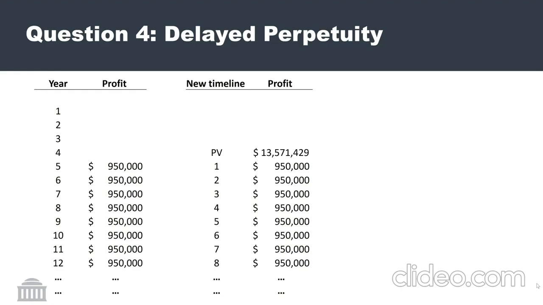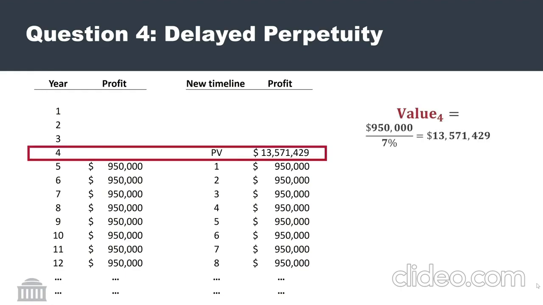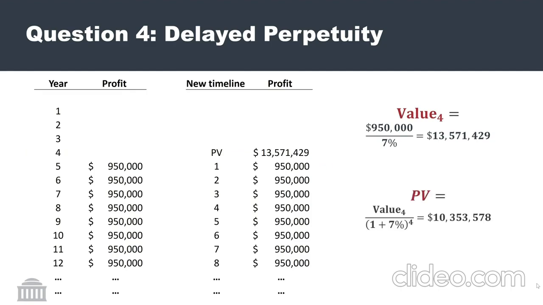Importantly, note that in the actual timeline, this value is in year 4, not in year 0. To find its present value, we need to discount it further by dividing it by 1 plus 7% raised to the power of 4. Therefore, the present value of this delayed perpetuity is $10,353,578.